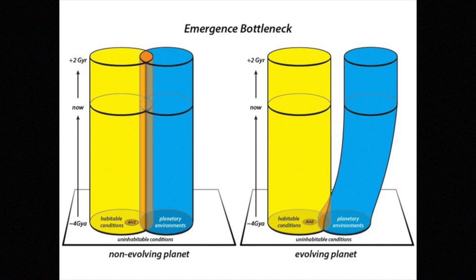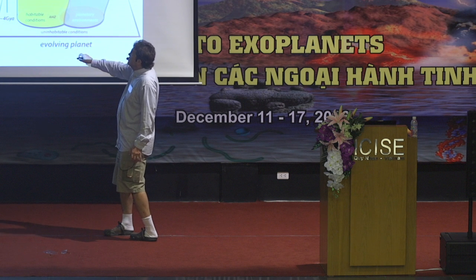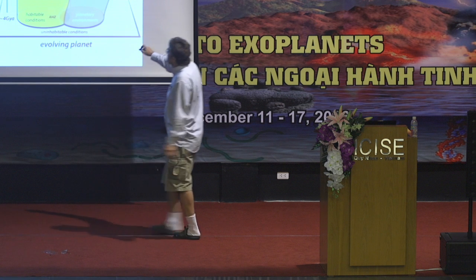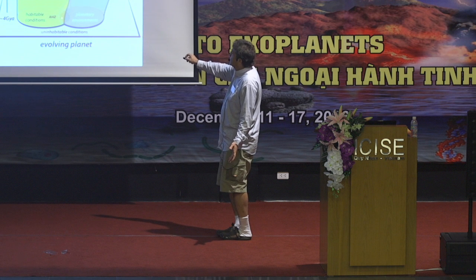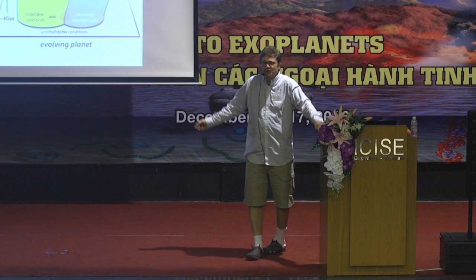So basically, here are some concepts to work with. Imagine that this square here represents all the types of habitable conditions and uninhabitable conditions. Here are the habitable conditions, and here are the planetary conditions, and here are the conditions you need to start life. If there's no evolution, then poop. If this doesn't overlap with what you need to start life, then you don't get any life. But let's suppose that you have planetary evolution, and so then you can start out in habitable conditions and then move away, and that's what's called the emergence bottleneck. There, life didn't emerge on that planet.